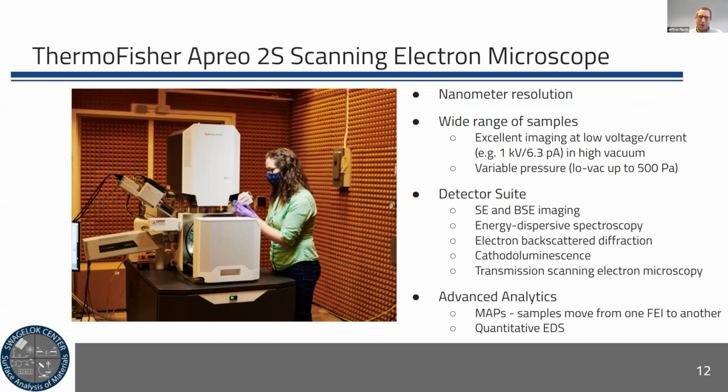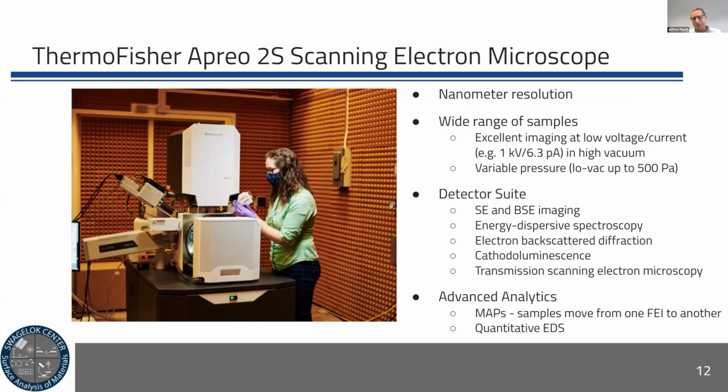So the new Apreo has a lot of features that make it special. One being that it's excellent at imaging insulating samples without the need to apply a metal coating to reduce electrical charging. That can be accomplished either at low voltage and current in high vacuum. And it's also a variable pressure SEM, so we can go into low vac mode, in which water vapor then is the charge compensator.